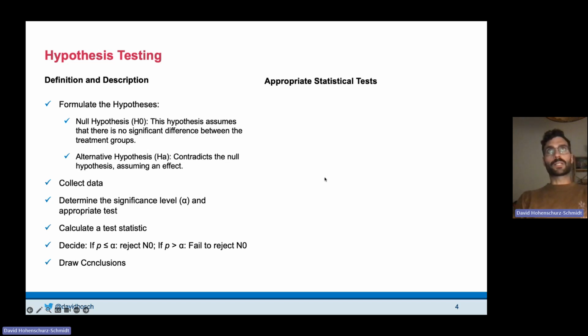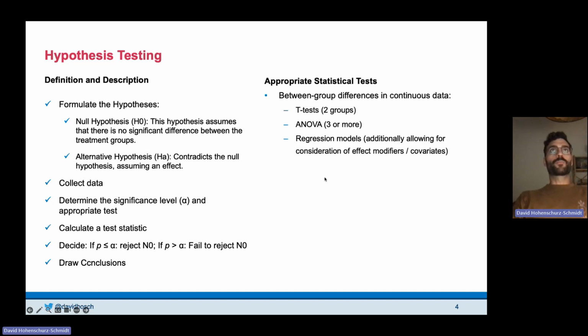Now, appropriate statistical tests, I've mentioned that before. These really are just names that I want to remind you of. You've heard of t-tests, ANOVAs potentially, so analysis of variance, and regression models. These are all ways of comparing continuous data, either between two groups or between three groups or more. And regression models are very similar, but they are a bit more sophisticated and flexible in what else you can do with them. So it's much easier, for example, to include effect modifiers into your analyses.